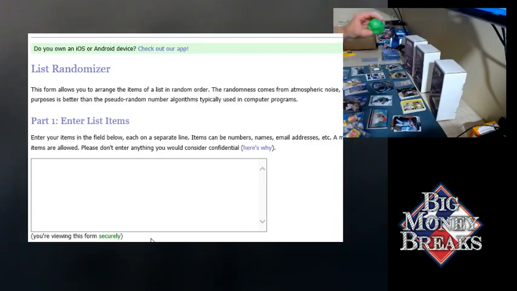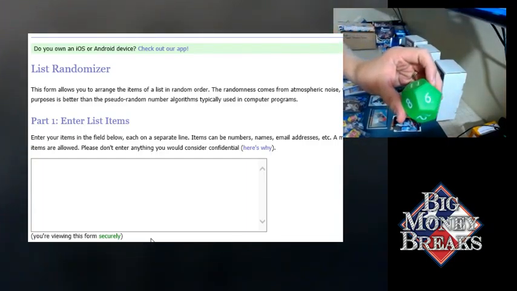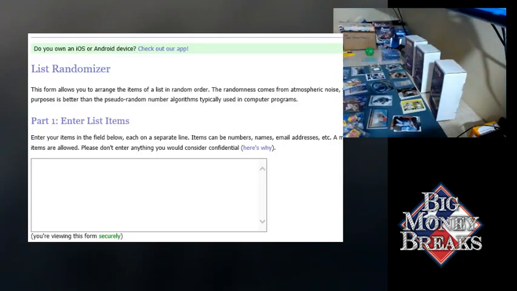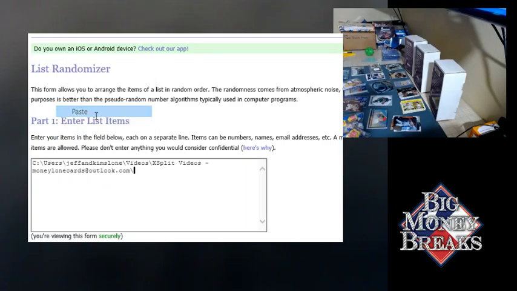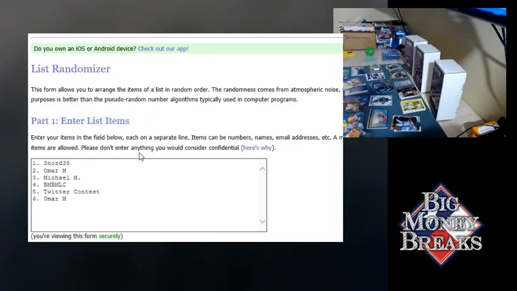And just so you know, still during that break, six was our number that we had rolled. So what we will do is take everyone that was in the break, copy, paste it in. I'm gonna take me out.